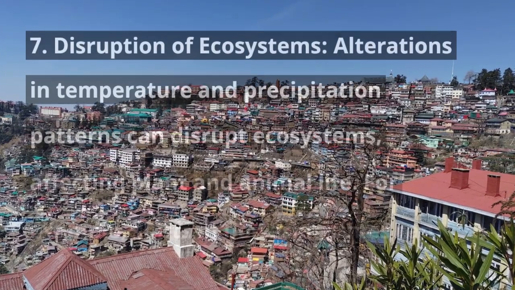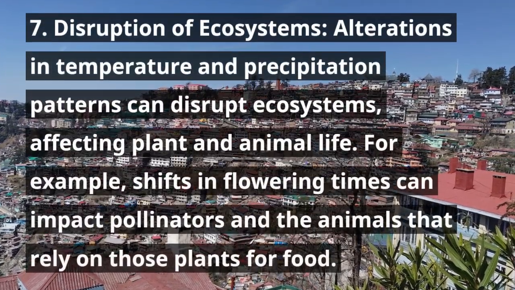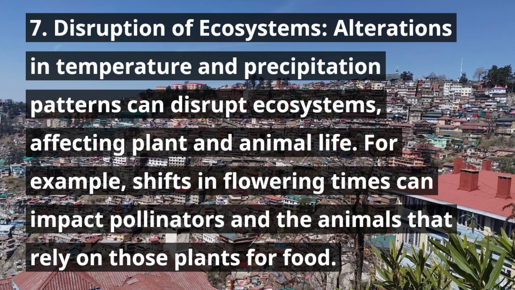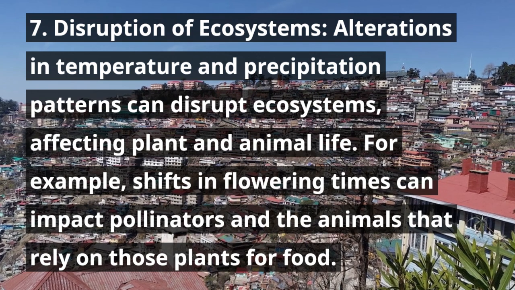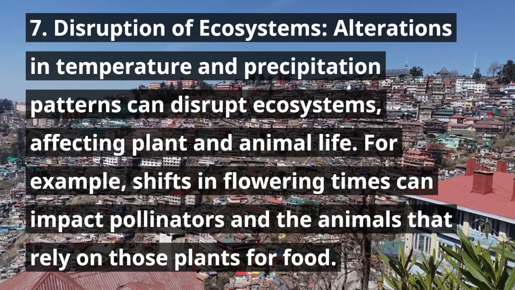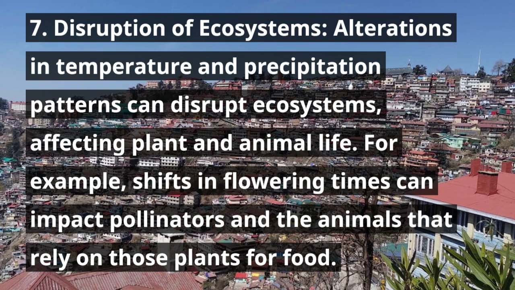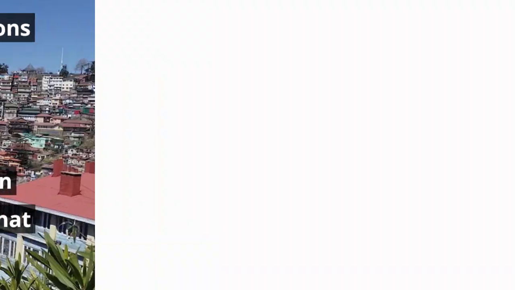7. Disruption of ecosystems. Alterations in temperature and precipitation patterns can disrupt ecosystems, affecting plant and animal life. For example, shifts in flowering times can impact pollinators and the animals that rely on those plants for food.